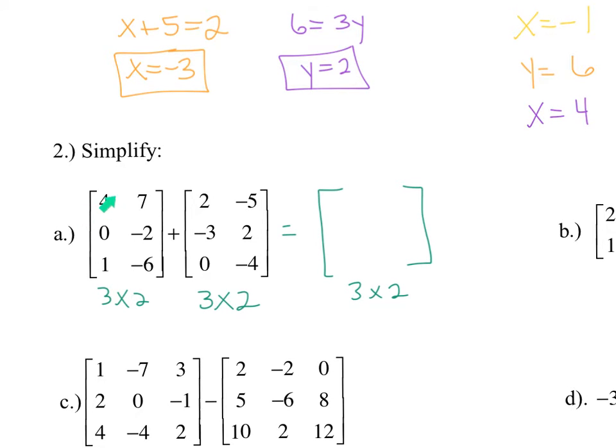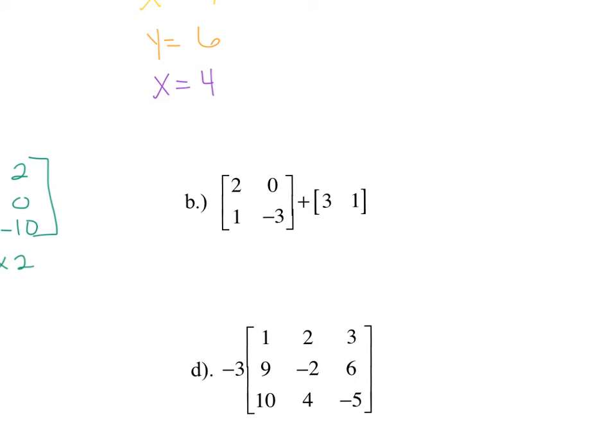So I'm going to take this 4 and add it to the corresponding entry of 2. So 4 plus 2 is 6, and 7 plus -5 corresponds to that. So when I add 7 and -5, I get 2. 0 plus -3, -2 plus 2, 1 plus 0, and -6 plus -4, and that would be the answer to part A.